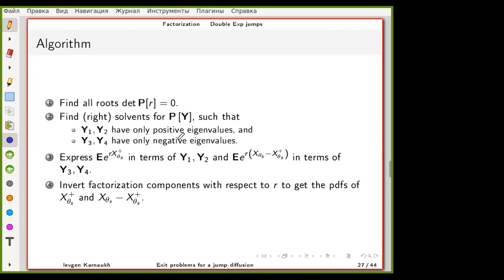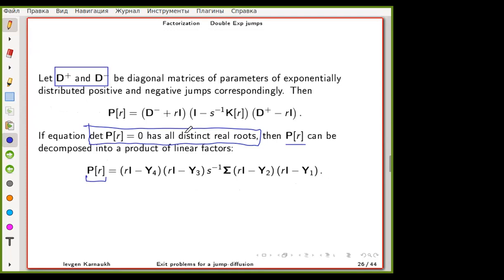Excuse me, can I ask a question? Can you go back, please, to the previous page? You said that after we have such a product of linear factors, we just need to check the eigenvalues of the matrices. Yes, but is it always possible to find such that one group has only positive values and another group has only negative? For the exponential case, yes.